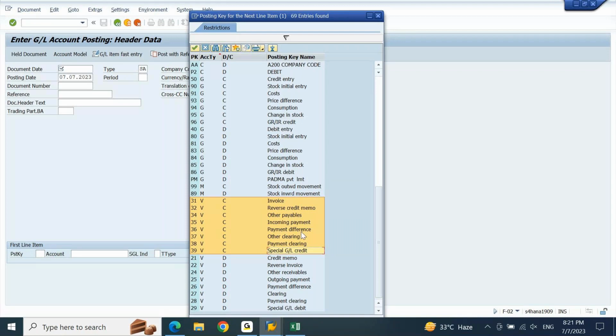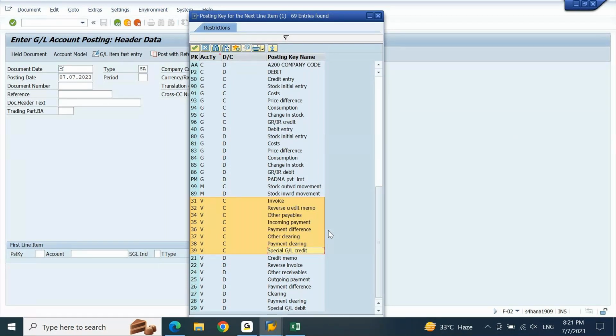If you are posting any payment differences, let's say you are posting an entry into the vendor account, but there is a mismatch in the debit and credit. This mismatch is resulting in a credit balance in the vendor account. That you can route through 36. If you are making any clearing entry, you can use 35, 37. Any payment clearing is 38. Any advance related transactions, 39.